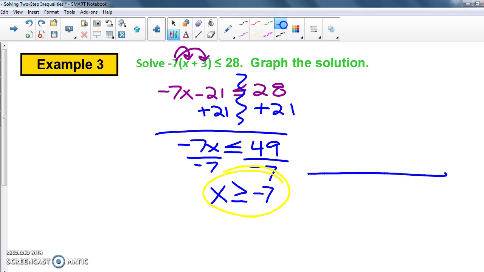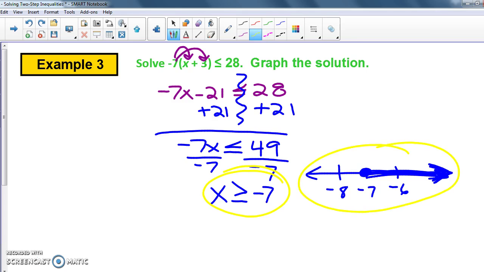Okay, if I go ahead and graph that, it gets a closed circle. And coincidentally, just like the rest of our problems, it goes to the right. All right. So there's my answer, and there's my graph.